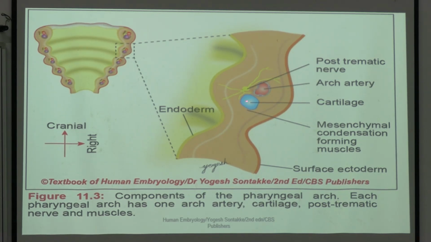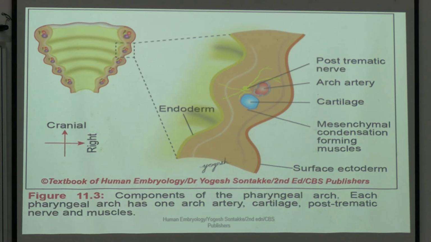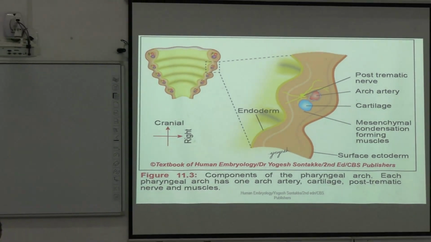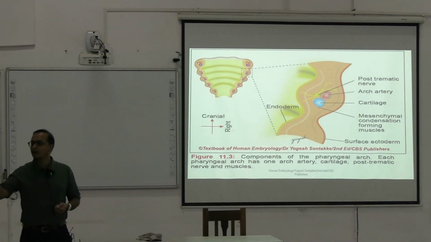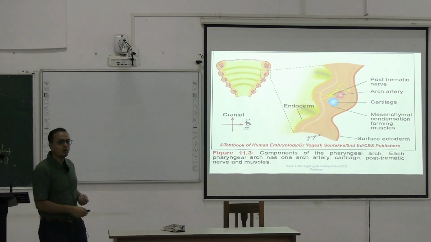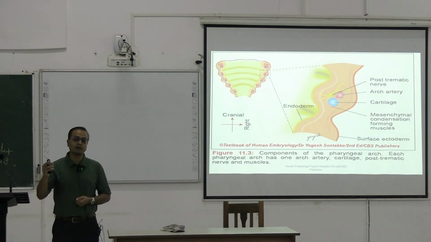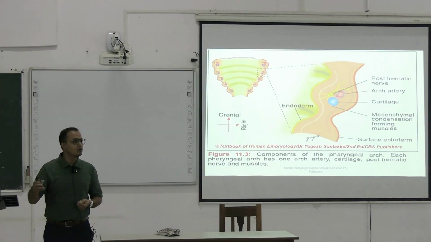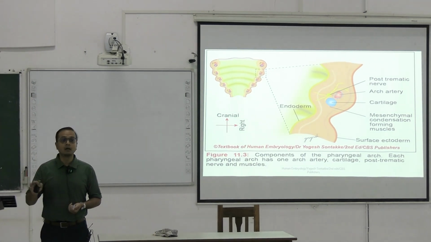We have cartilage tissue developed from this mesoderm. We have muscles growing from these pharyngeal arches, and they are supplied by the artery. We call it the arch artery. If it is number 1, we call it the first pharyngeal arch artery. If it is number 2, we call it the second pharyngeal arch artery. Similar thing with the nerve. We call it the pharyngeal arch nerve number 1, number 2, number 3, likewise. Clear or not?